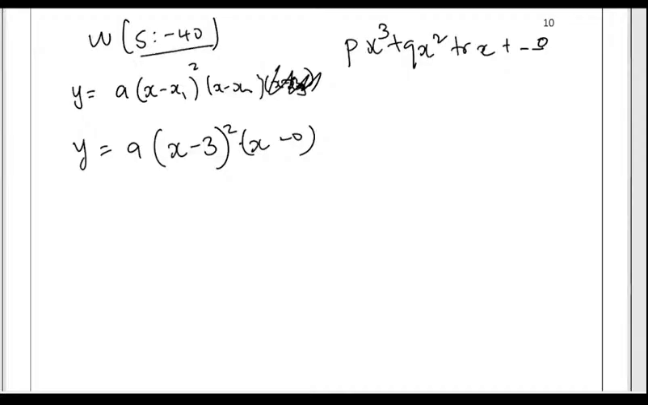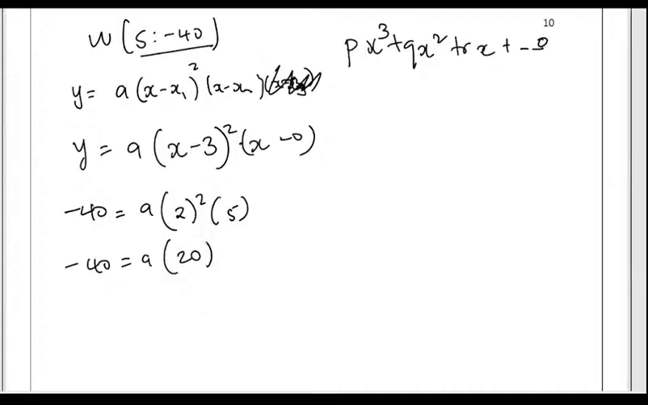Then at this point, just substitute so that I can get the value of a. So negative 40 is equal to a. What is 5 minus 3? That's 2 squared. And then this is a 5. So negative 40 is equal to a times 4 times 5, which is 20. Divide both sides by that, which means our a is going to be negative 2.